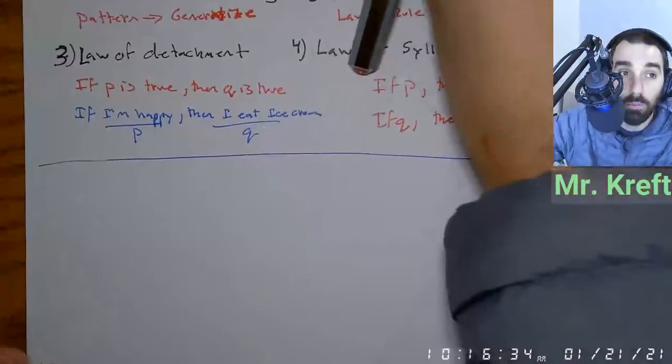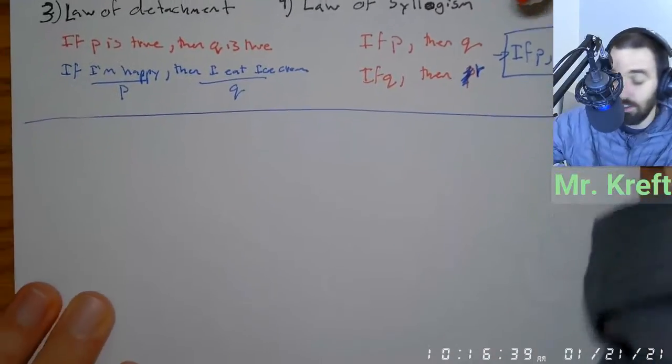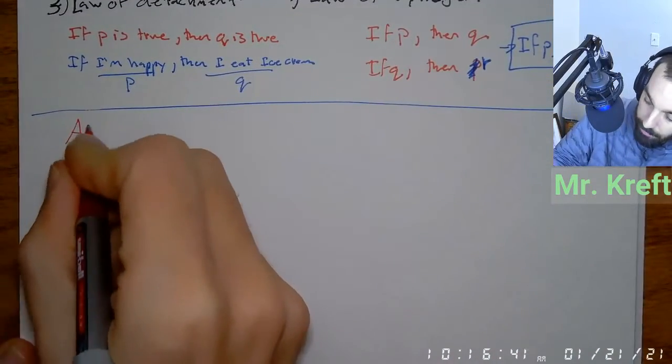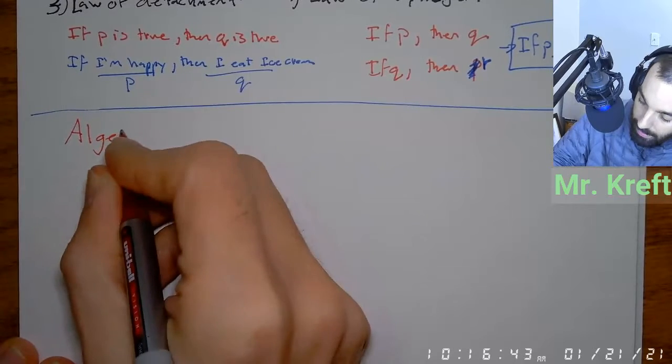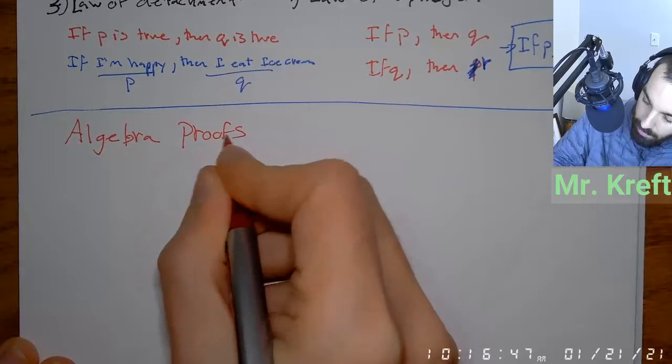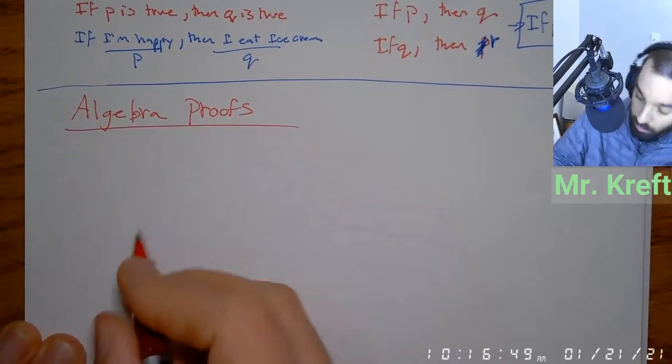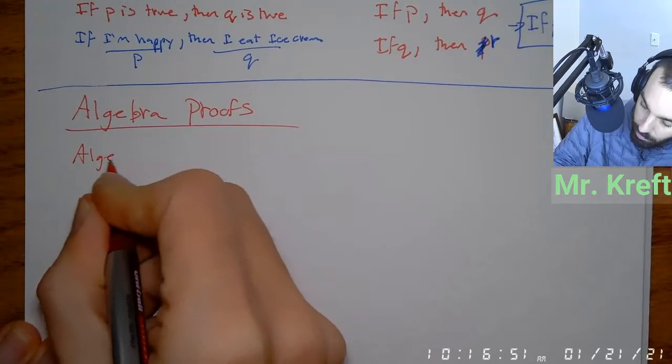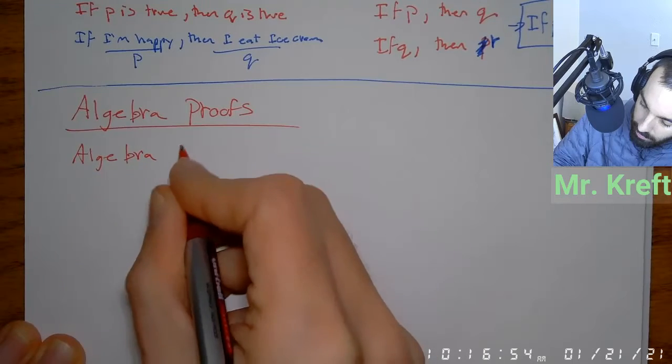Now, anytime that we're going to do proofs, we need a list of rules, right? Because we're using deductive reasoning. So what we're going to talk about first, because we're doing algebra proofs, is we need a list of rules. So we need a list of algebra rules.